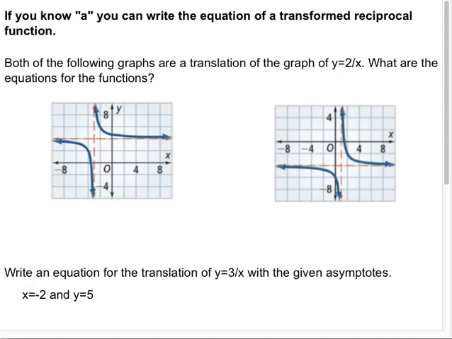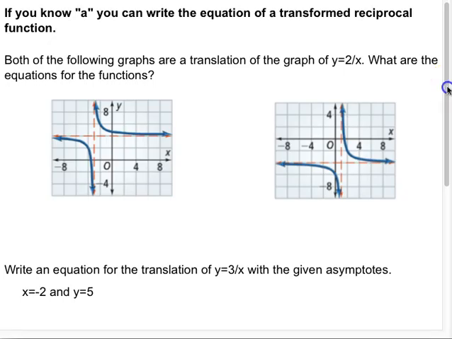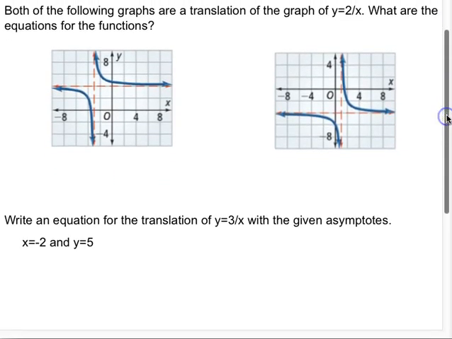So, one more skill. If I give you a graph or I give you a description of the asymptotes, you should be able to tell me what the function is. You should be able to rewrite the function for me. So what I mean by that is, look at this. Both of the following graphs are a translation of the graph y equals 2 over x. What are the equations of the functions?